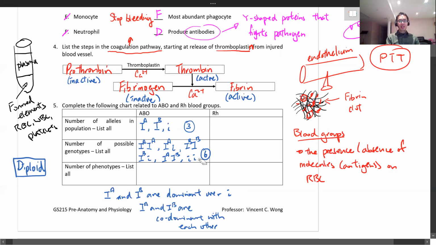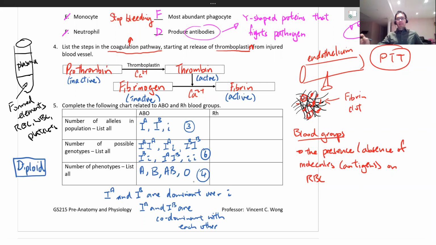So based on these 6 genotypes, you will have a total of 4 possible phenotypes. Okay, so IA small i will give you type A blood. IB small i will give you type B blood. IA IB will give you AB, and small i small i will give you type O. So total of 4. Is that okay? Please let me know if you have any questions.